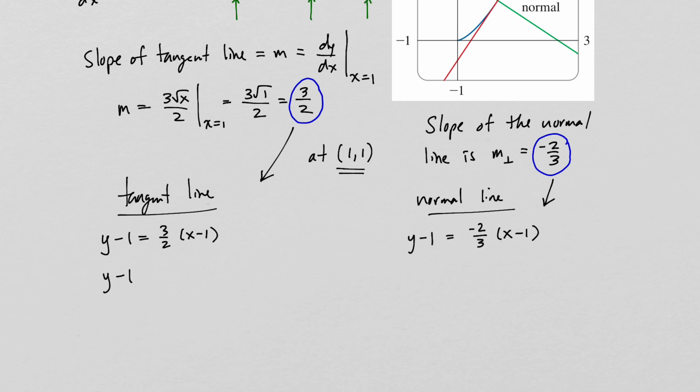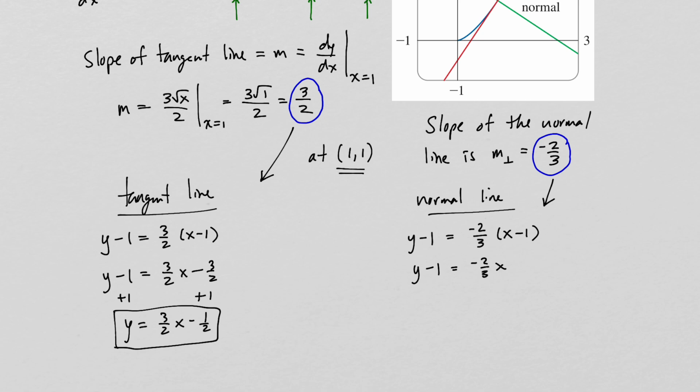And if I just multiply this out, I'm going to get 3/2 x minus 3/2. And then when I add 1 to both sides, I end up getting y equals 3/2 x minus 1/2. So this is the equation of the tangent line. And for the normal line, I get negative 2/3 times x, and then plus 2/3 when I multiply negative 2/3 times negative 1. And then adding 1 to both sides, I get y equals negative 2/3 x plus 5/3.